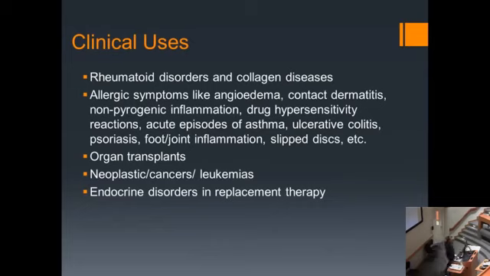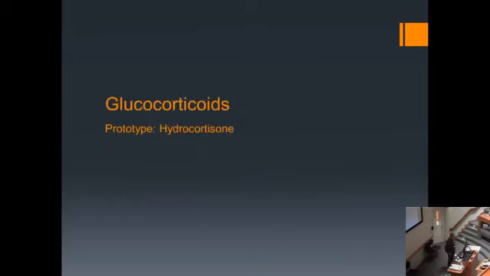You can also see them used in rheumatoid disorders that have a collagen component, and allergic symptoms like angioedema, contact dermatitis, non-fever producing inflammation, drug hypersensitivity reactions, and acute episodes of asthma, which is why they put some of them in here. Also ulcerative colitis and so on, organ transplants, endocrine disorders, leukemias, lymphomas, and cancers. Pretty much anything that's wrong with you, you could probably take a glucocorticoid and you'd probably be okay, right?